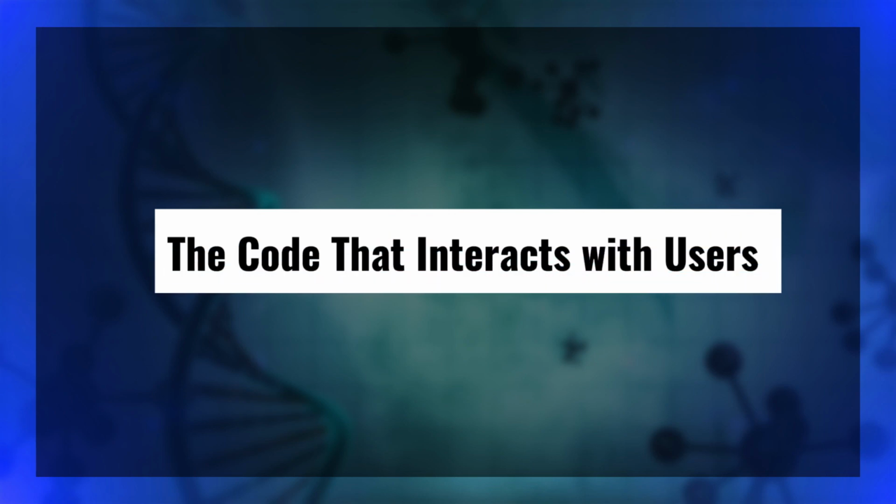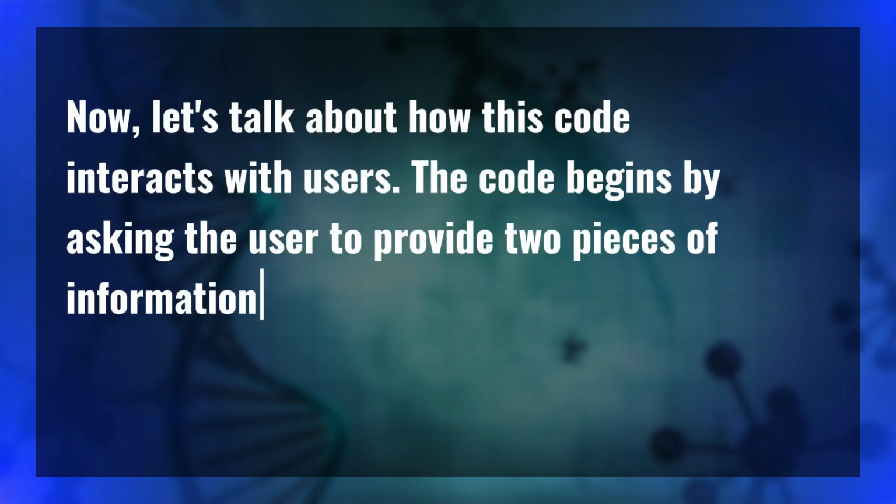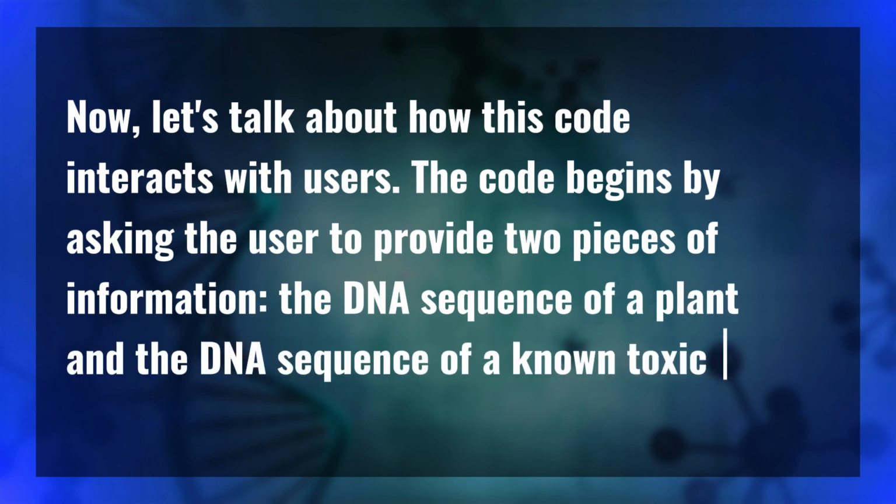Now let's talk about how this code interacts with users. The code begins by asking the user to provide two pieces of information: the DNA sequence of the plant and the DNA sequence of the unknown toxic gene. Python's input function is used here to collect these sequences as text entered by the user. These sequences are then stored in variables.